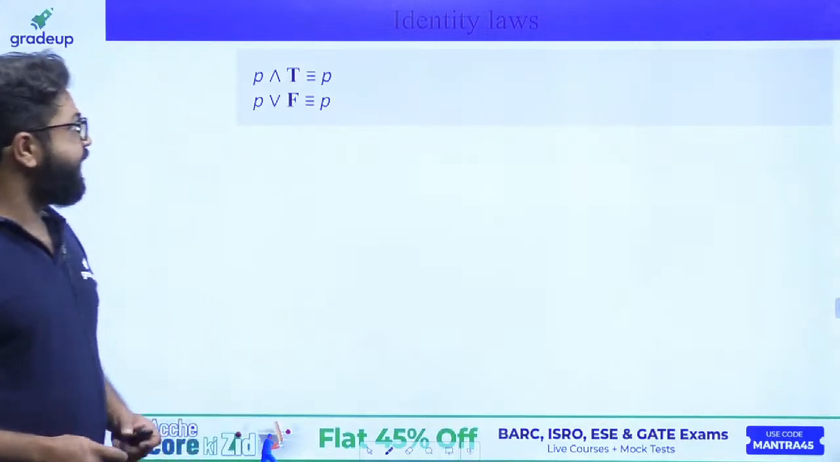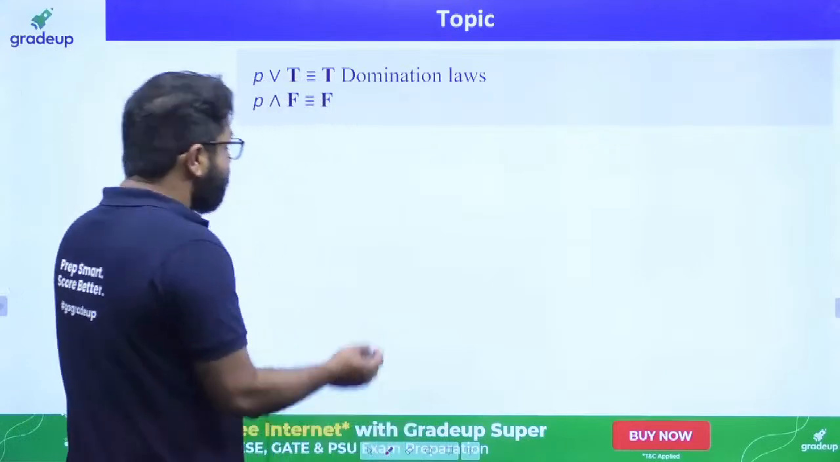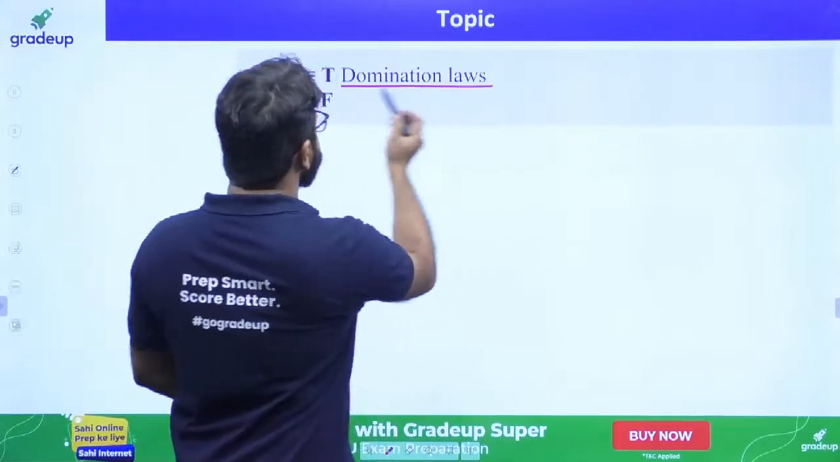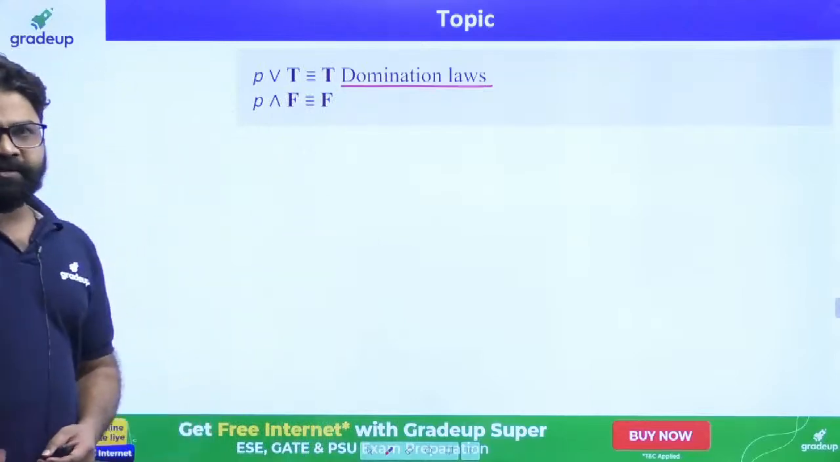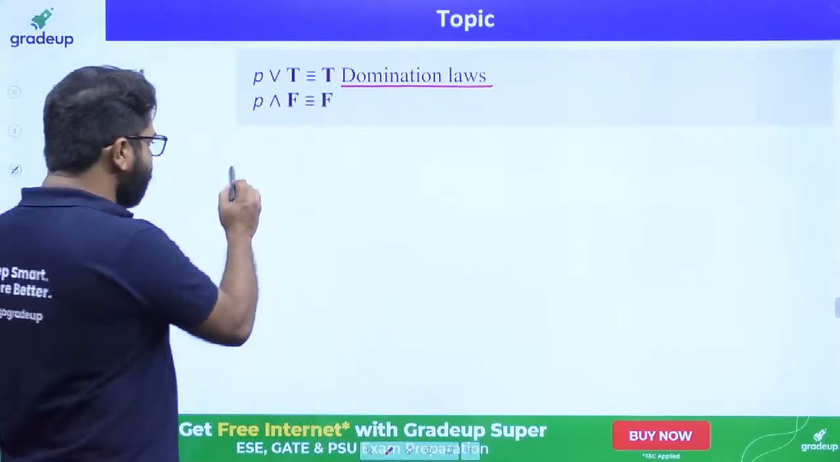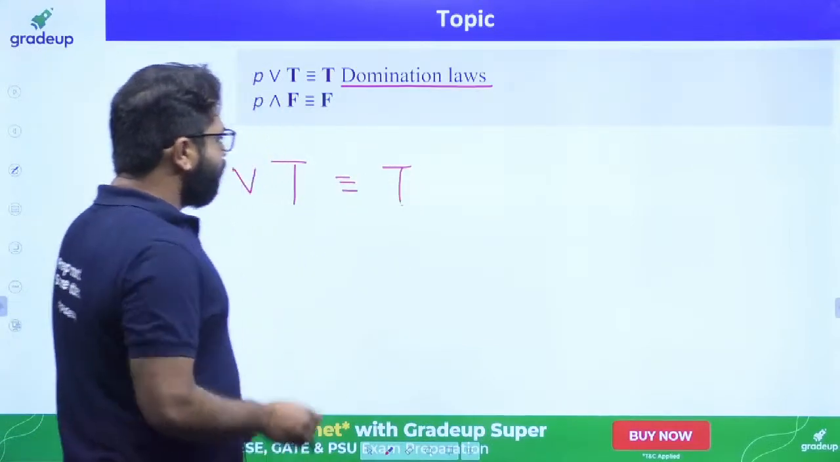Let's move to the next one, and that is called what? It is nothing but the domination law. Why is it called the domination law? Because here the T is dominating, here the F is dominating, and it's a pretty simple concept. In the domination law, you will be getting the answer as true.